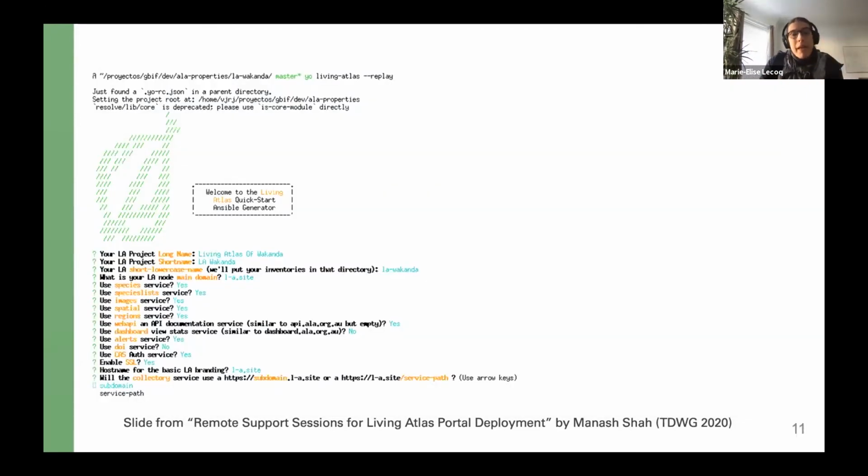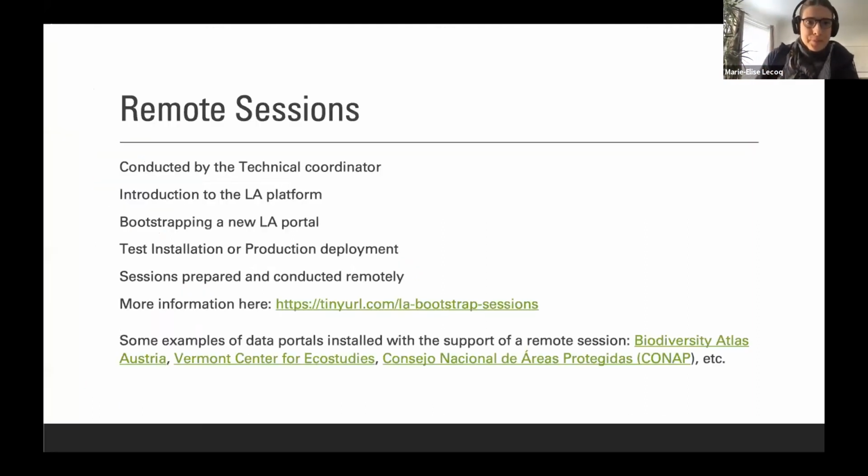As you may see or not, it's really easier now because it's questions and you answer yes or no, you give information like your domain name, and at the end, your Ansible scripts are generated. But if this tool is not enough, we put in place what we call the remote sessions.